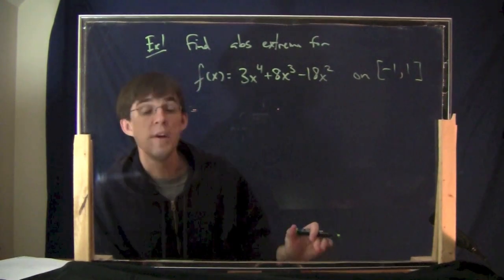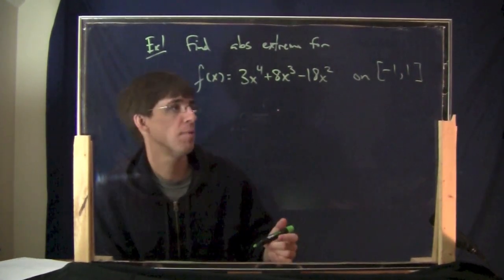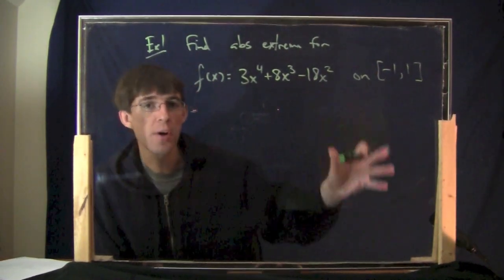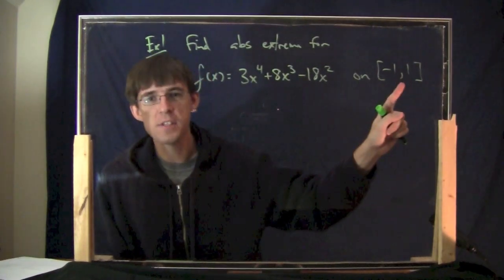All right, let's do this one. It's very similar. There's actually one little thing that's going to come up this time that didn't come up last time, and that is when I make my chart at the end here, you should only consider the x values which are inside of this interval, all right?